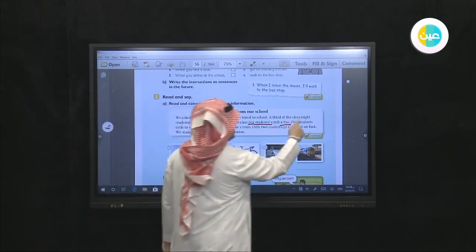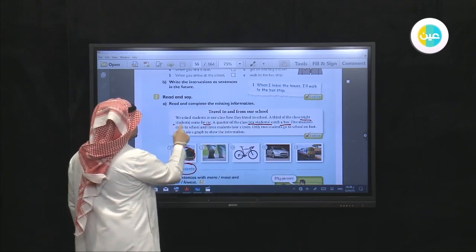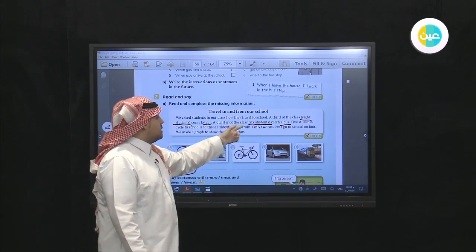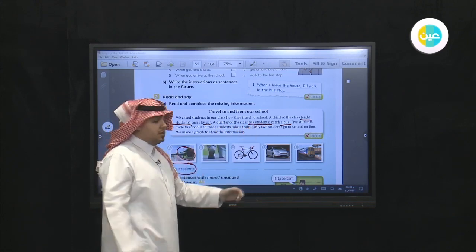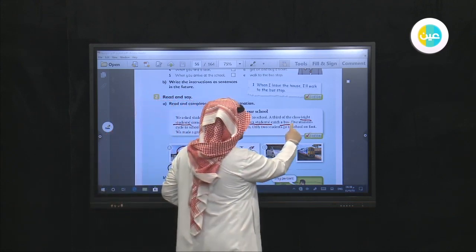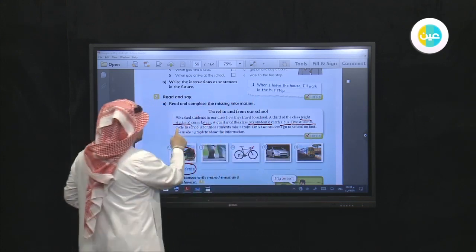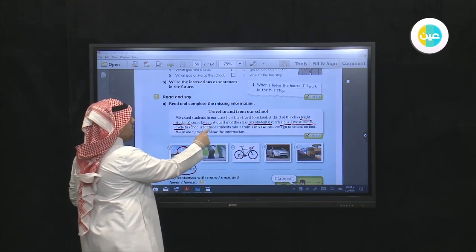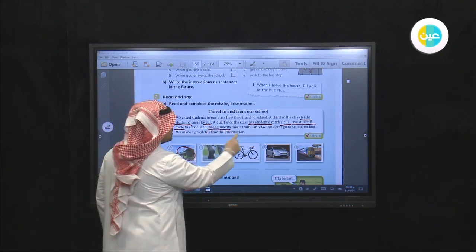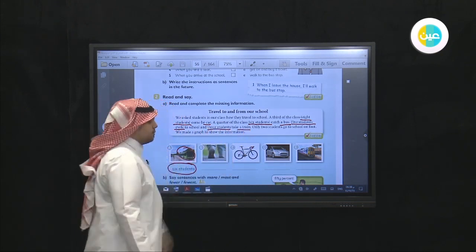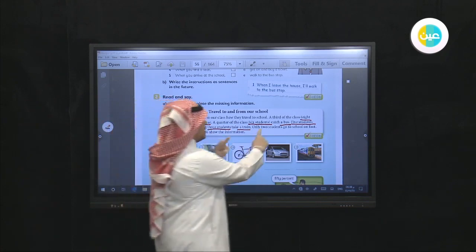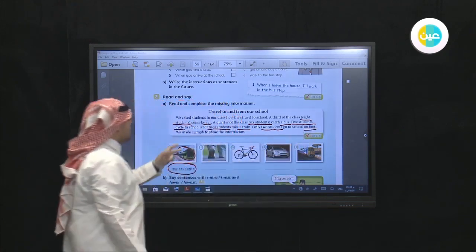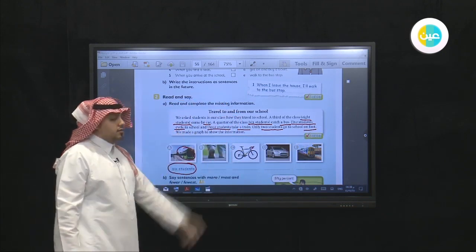Okay, we have by car, we have 8 students. Good. 6 students by bus. A quarter of the class, 6 students catch a bus. Good. 5 students, 5 of them cycle. They use the cycle to go to school. And 3 students take a train. And only 2 students go to school on foot. We made a graph to show the information.